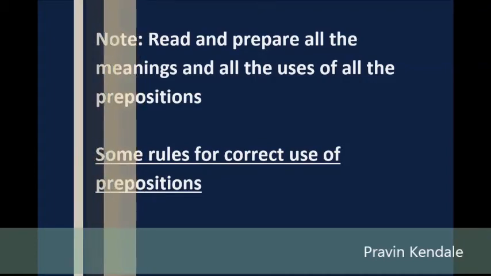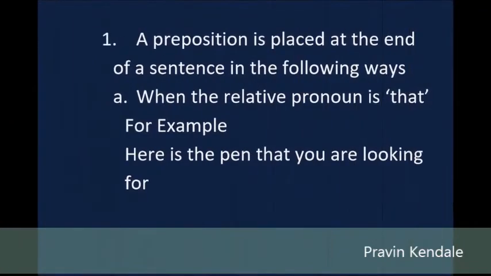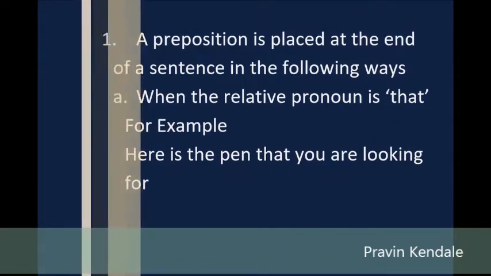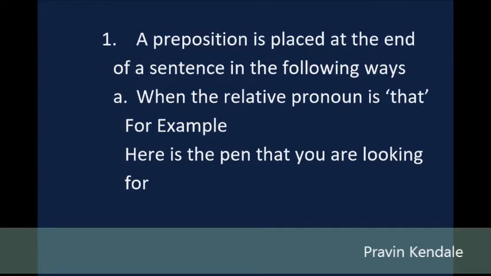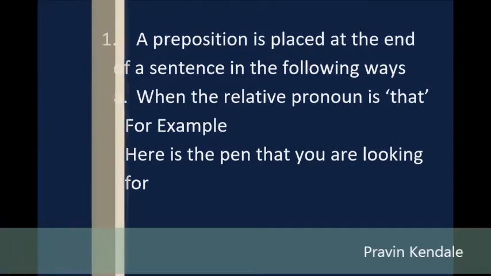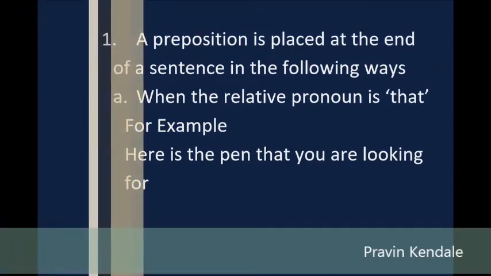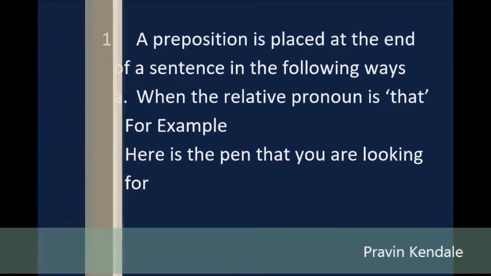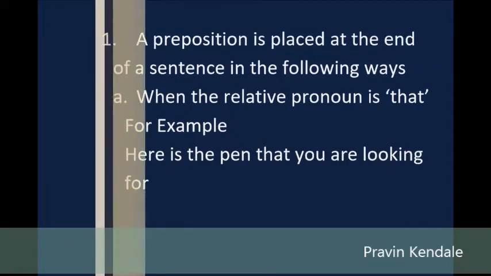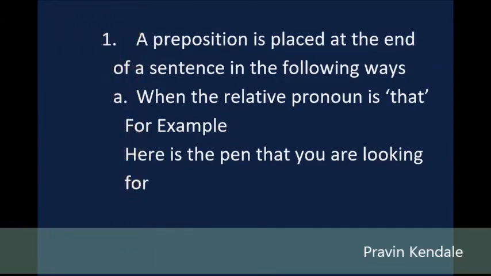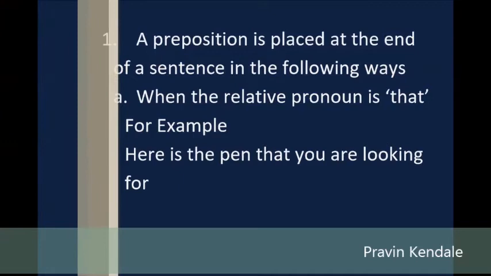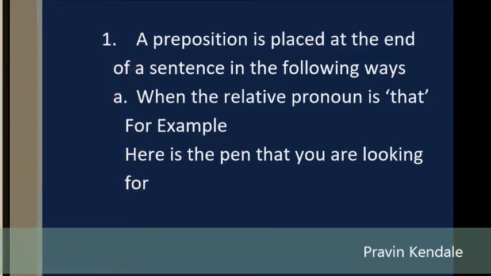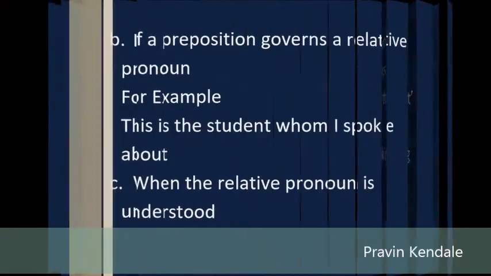Some rules for correct use of prepositions. 1. A preposition is placed at the end of a sentence in the following ways. A. When the relative pronoun is that. For example, here is the pen that you are looking for. B. If a preposition governs a relative pronoun. For example, this is the student whom I spoke about. C. When the relative pronoun is understood. For example, this is the person you spoke to.